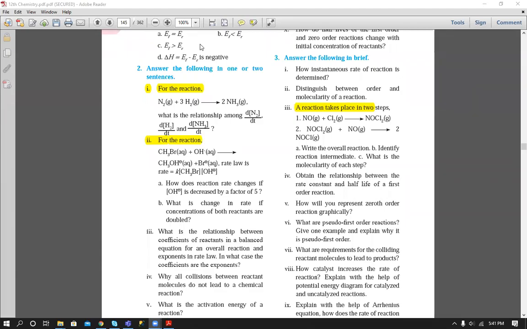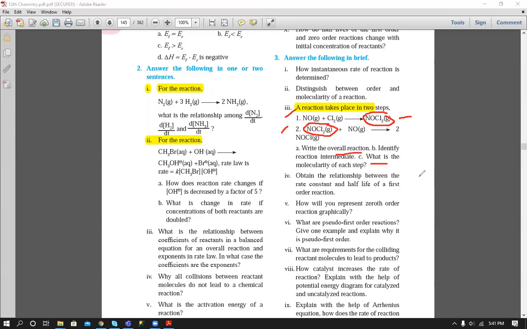So one question is also there. The reaction takes place in two steps. Okay, these are the two steps. You have to write out the overall reaction and identify the reaction intermediate. NOCl2 is produced in the first step and consumed in the second step, so it is a reaction intermediate. What is the molecularity of each step? In the first step there are two molecules, NO plus Cl2, so it is bimolecular. The second step is also two molecules, NOCl2 and NO, so it is also bimolecular. Both the steps are bimolecular.